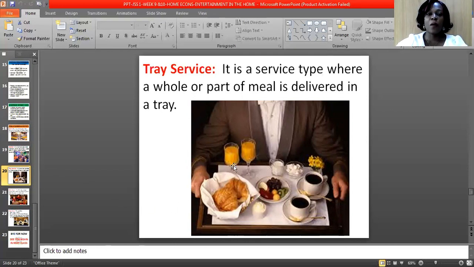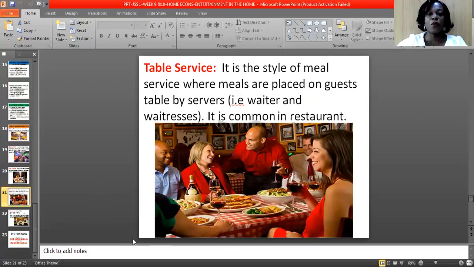All right. Now, let us quickly look at another type, which is table service. You can see these people as they are enjoying themselves at a table. Their food was placed on a table. Everybody will be eating from that food placed on the table. It is the style of meal service where meals are placed on the guest table by servers, that is waiters or waitresses. It is common in restaurants. Are you getting? It is very, very common in restaurants.